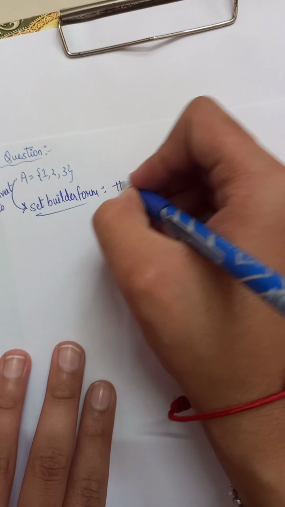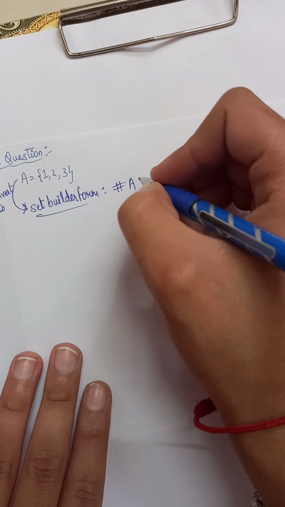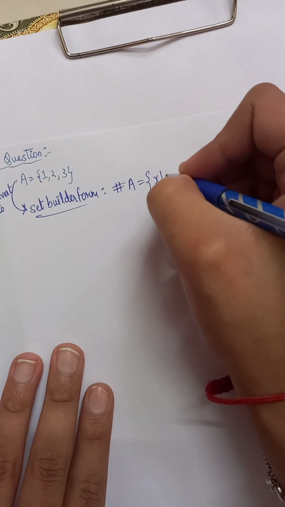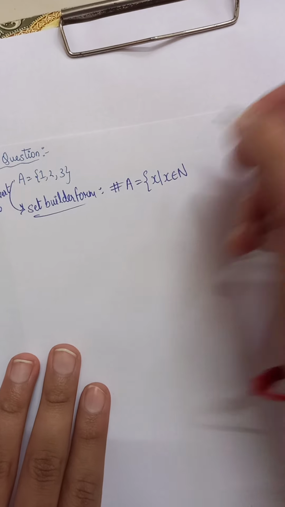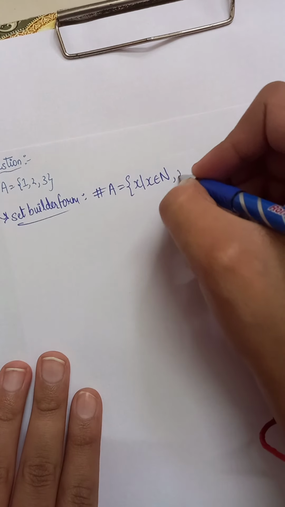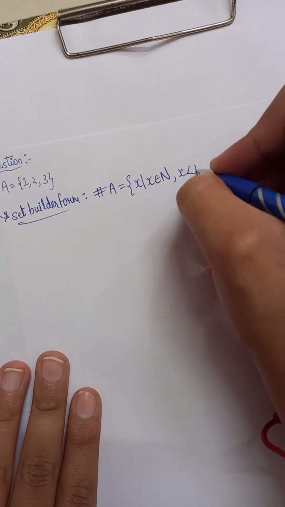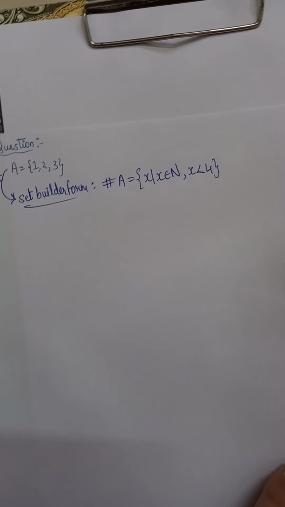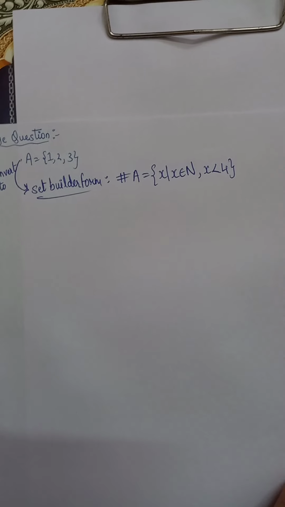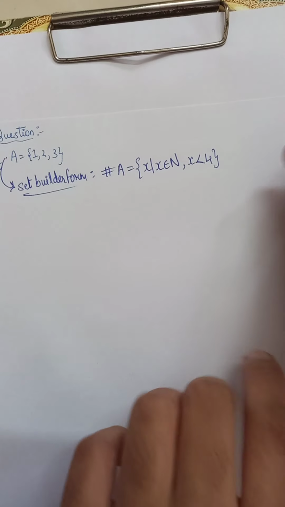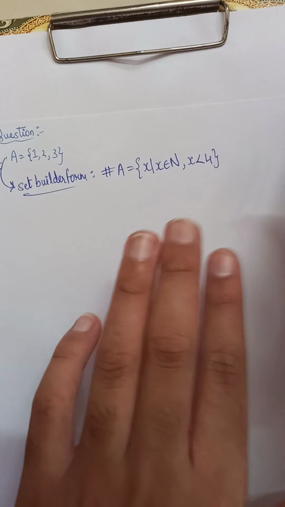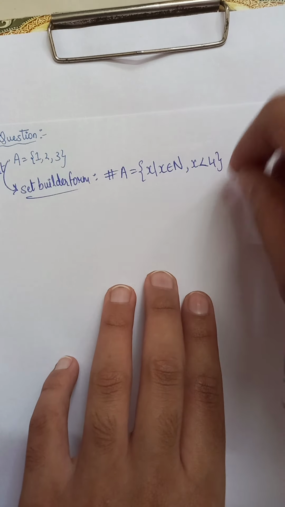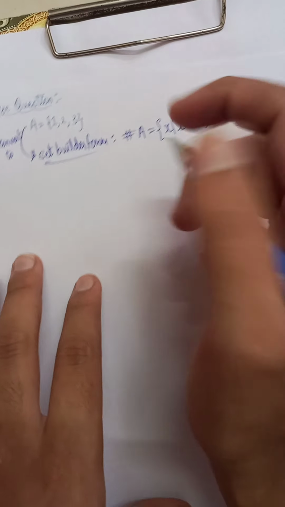Suppose you write this as A is equal to {x such that x belongs to natural numbers and x is less than 4}. You know what natural numbers are? Natural numbers are those numbers which start from 1 and go till infinity. You don't include 0. So it's like 1, 2, 3.